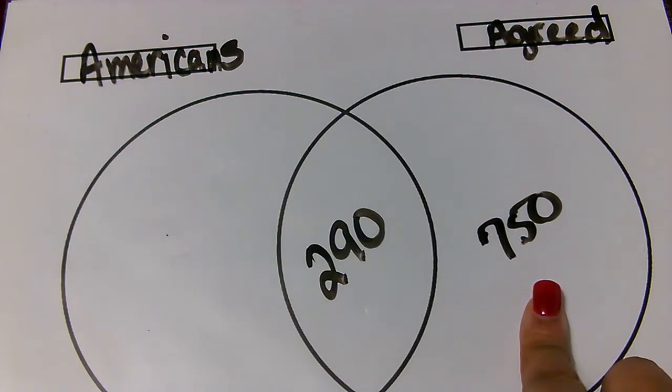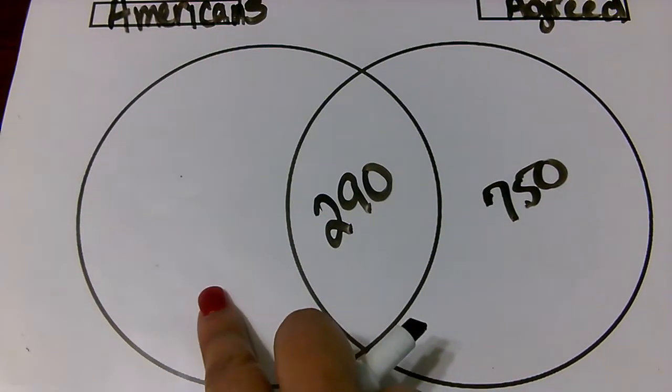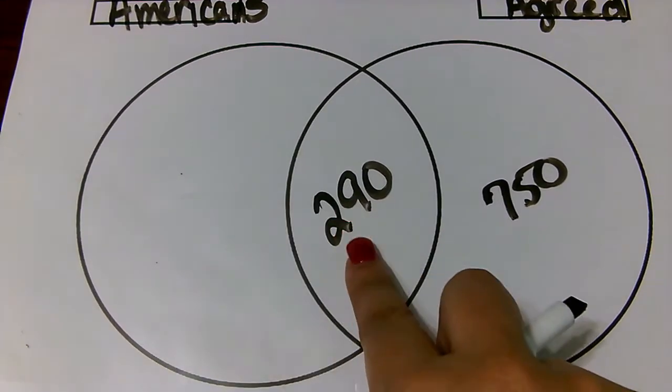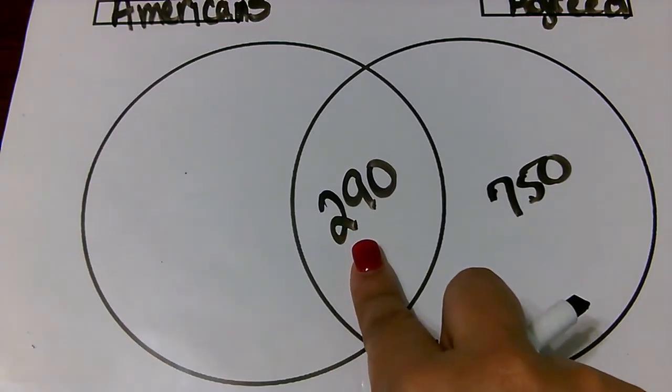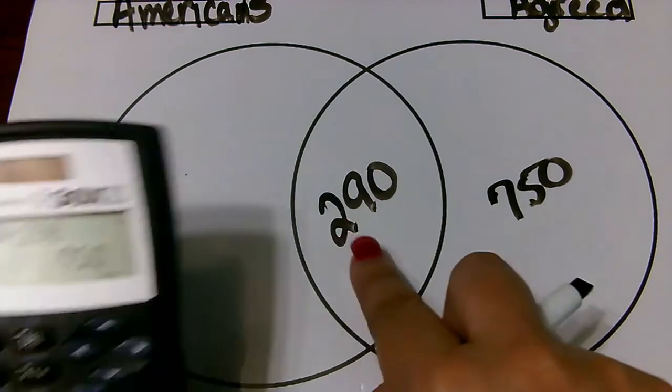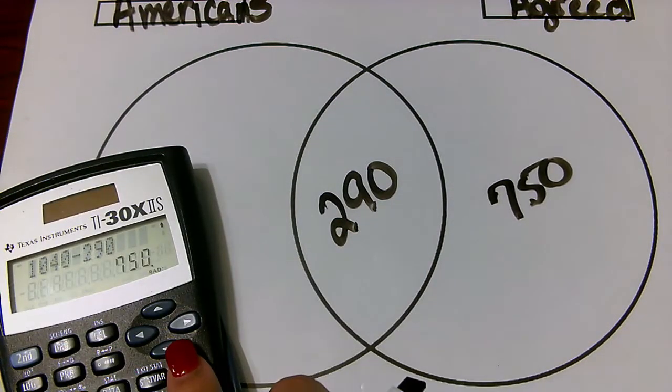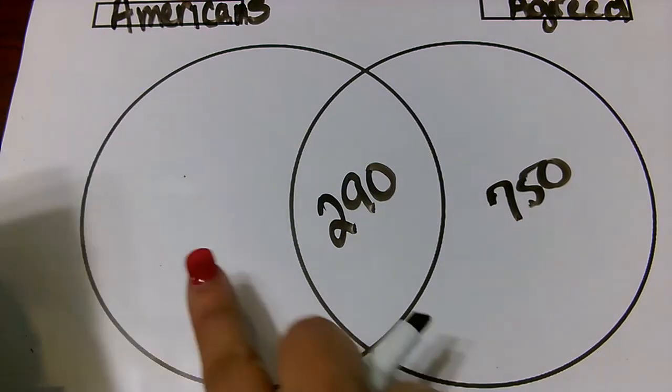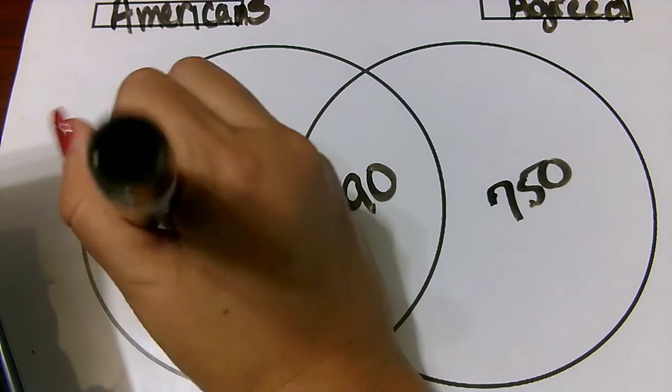It says if 810 adults were Americans, so out of the entire group that I polled, I know the total Americans is 810. I also know that 290 agreed with this statement. We can solve for the number who did not agree with that statement. So we have 810 Americans, 290 agreed, that leaves 520 who did not agree. So I'm going to put the 520 here.